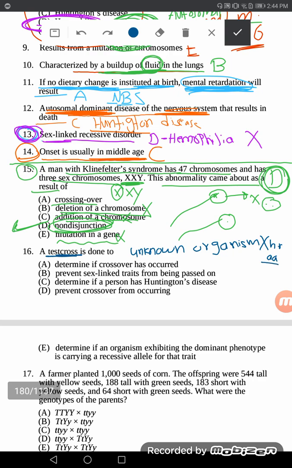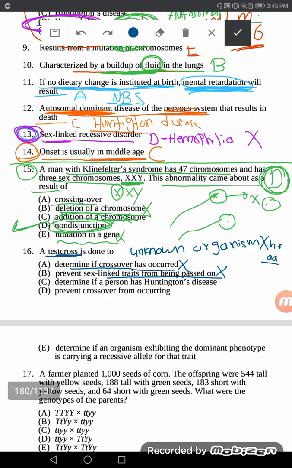So it's used to determine if crossover has occurred? We know that crossover is a process happening during meiosis 1, and we cannot control it. So it's not this one. Prevents linked traits from being passed on? Also, this is a case in which we cannot do anything about it. It's not something that's done by the test cross.